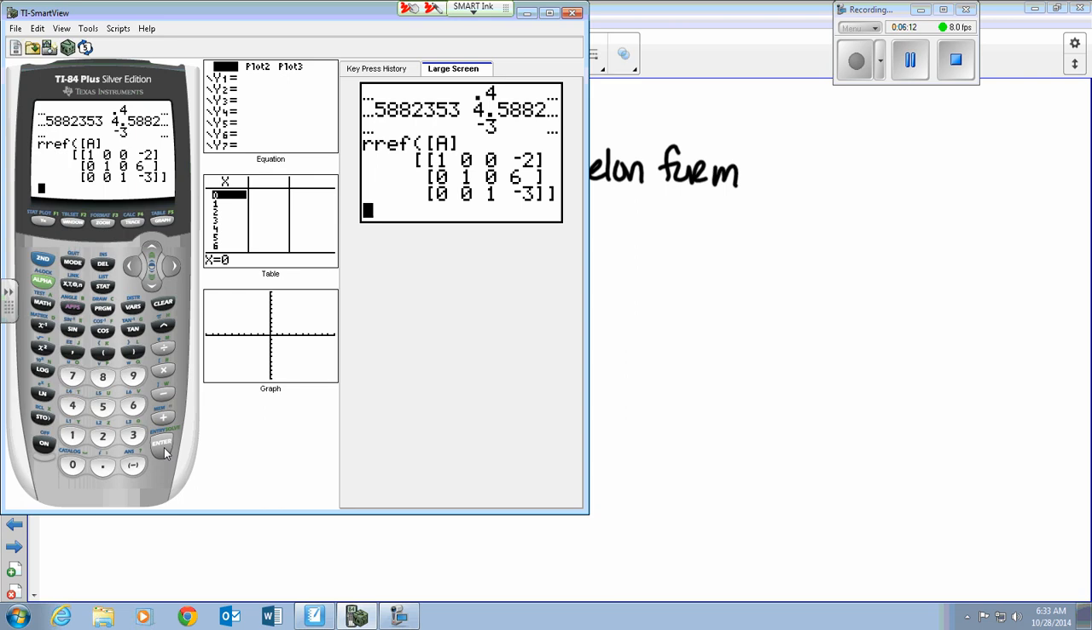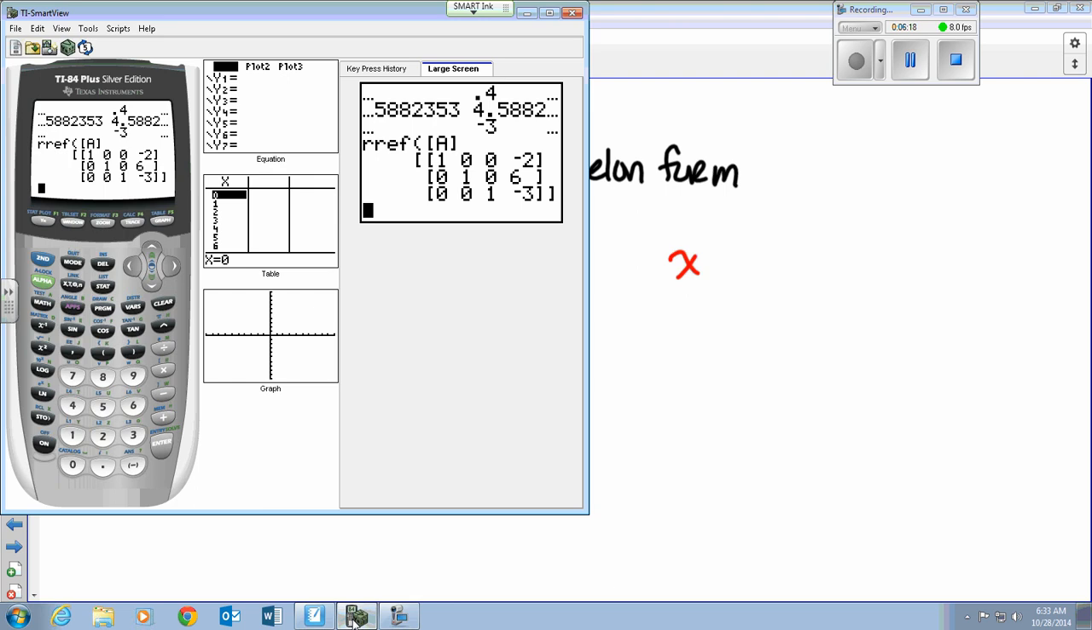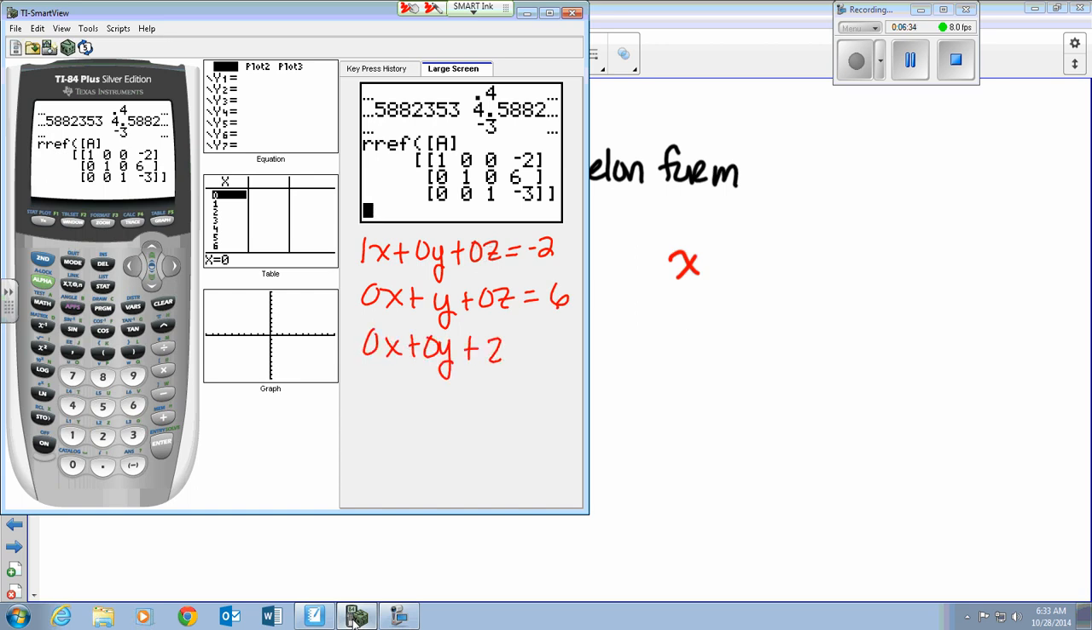And so what this means is we have 1x, let's go back so I can write this. So what this means is we have 1x, no y's, no z's is equal to negative 2. And we have no x, 1y, no z is equal to 6. And no x, no y, plus 1z is equal to negative 3. Or if we wanted to simplify this, this first equation is just an x and nothing else, so x equals negative 2. The second equation was just y and nothing else, so y equals 6. And the third equation was just z and nothing else, so z equals negative 3.